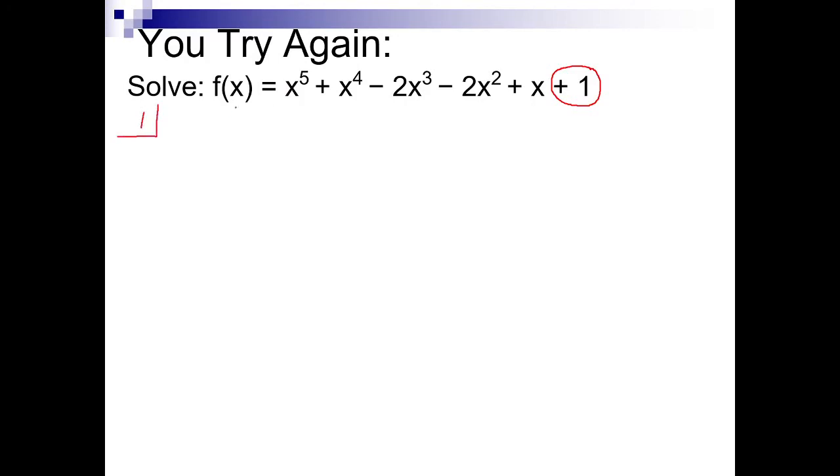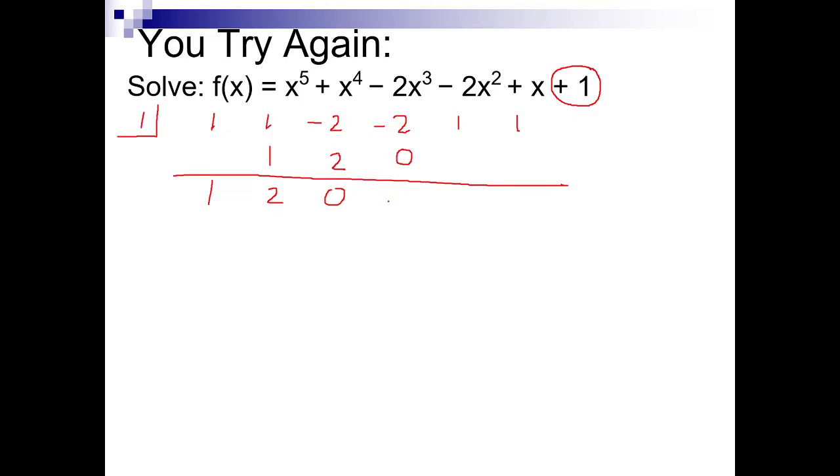Positive 1. Okay, we now have 1. We have 1 for this. Then negative 2. Negative 2. We have 1 and 1. Let's do synthetic now. So we have 1. Multiply. This is 2. Multiply. This is 0. Multiply 0. Negative 2. And this is negative 2. Negative 1, multiply, that's negative 1, that's a 0. So that's one check for negative 1.